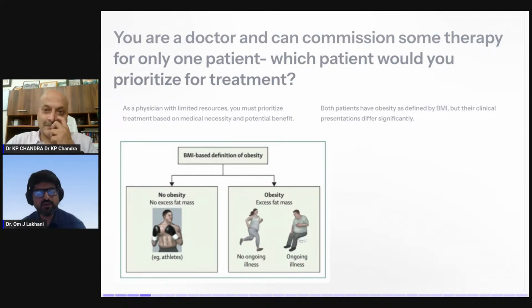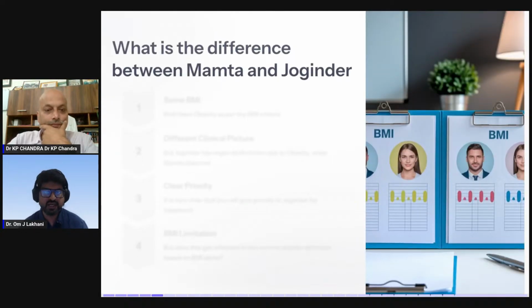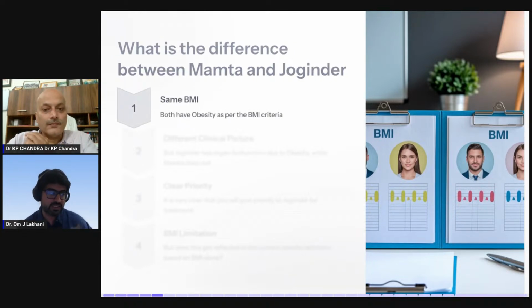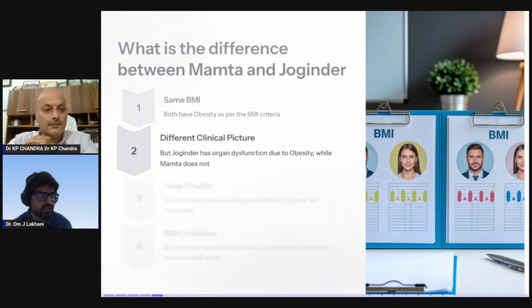Okay, so you can see clearly from this picture, both the lady, which is Mamta, and Joginder are, based on the BMI, put in the same category as having obesity, right? So that is the major challenge with the current definition of obesity: without actually seeing the depths of the patient and the clinical aspects of the patient, we just categorize both these patients in the same group based on a number, and that makes it a challenging proposition, especially in an era where treatment is going to be a problem. So as you can clearly see, Mamta and Joginder are not the same, but they have the same BMI, right? They have a different clinical picture. Now, Joginder, quite clearly, sir, as you saw, has a lot of complications.